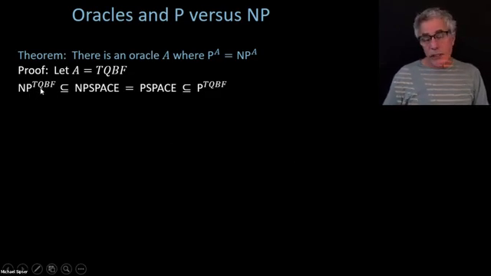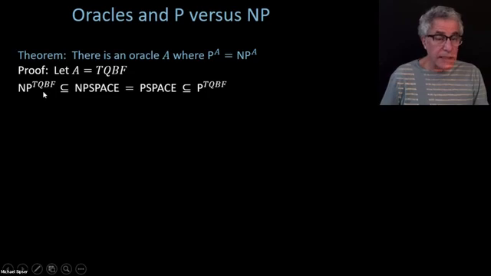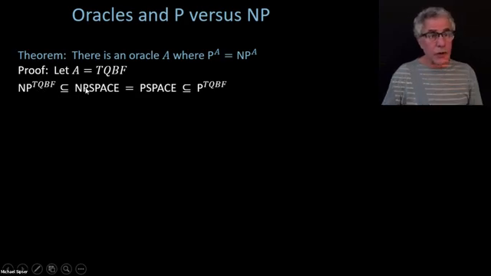If I have NP with a TQBF oracle, let's just check each of these steps. I claim I can do that with a non-deterministic polynomial space machine, which no longer has an oracle. The reason is that if I have polynomial space, I can answer questions about TQBF without needing an oracle. I have enough space just to answer the question directly myself. And I use my non-determinism to simulate the non-determinism of the NP machine. So every time the NP machine branches non-deterministically, so do I. Every time one of those branches asks the oracle a TQBF question, I just do my polynomial space algorithm to solve that question myself. But now NPSPACE equals PSPACE by Savitch's theorem.